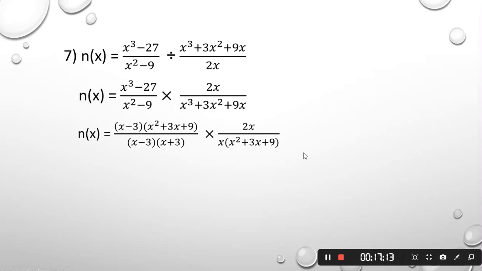The domain: this cannot be factorized, it has no real roots. So the domain will be R minus {3, negative 3, 0}, and this factor doesn't have any roots. So this will be the domain. Then cancel the common factors, this with that, x with x, x minus 3 with x minus 3. So the final answer will be 2 over x plus 3.